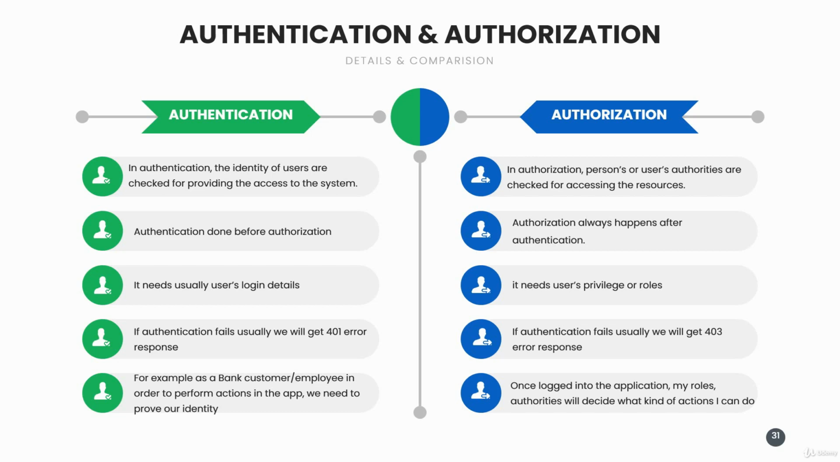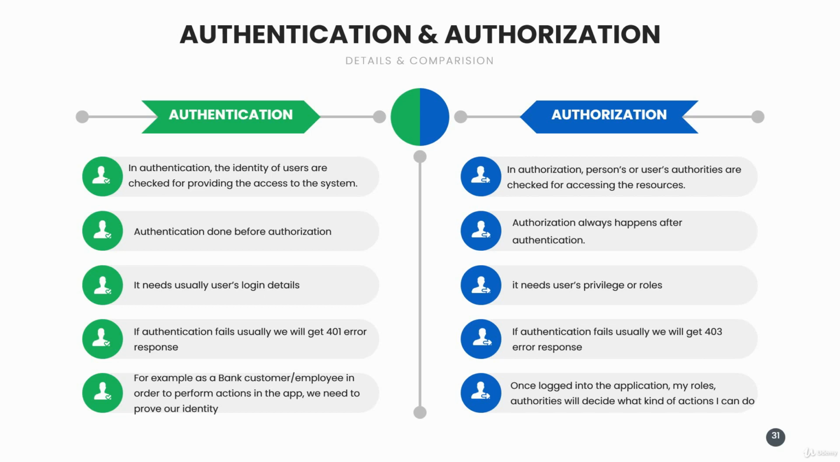If we get an error due to invalid credentials in authentication, we get a 401 error from the server. 401 indicates authentication failed. Whereas if my authentication has passed, but I am not authorized to perform an action, in that scenario we will get a 403 error, which is a forbidden error. Forbidden means it is hidden from you. You are not allowed to perform that action.